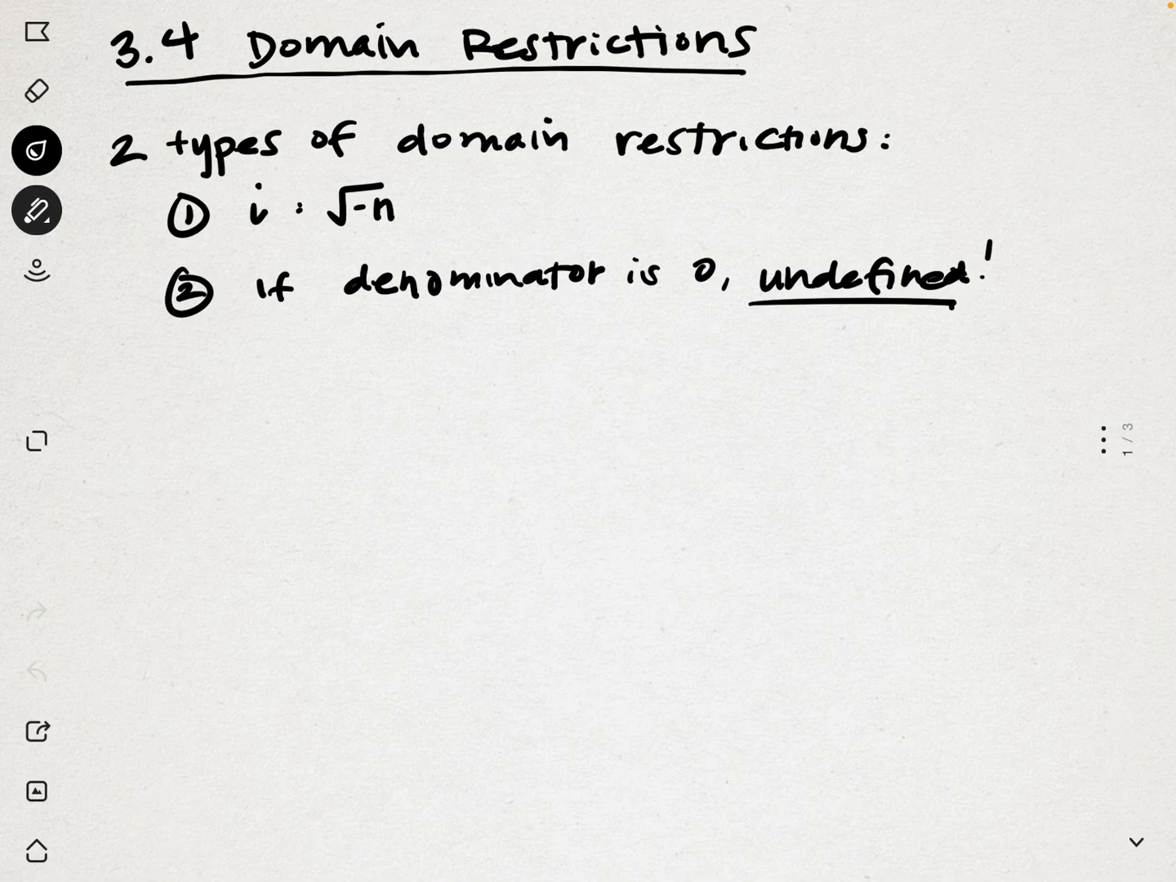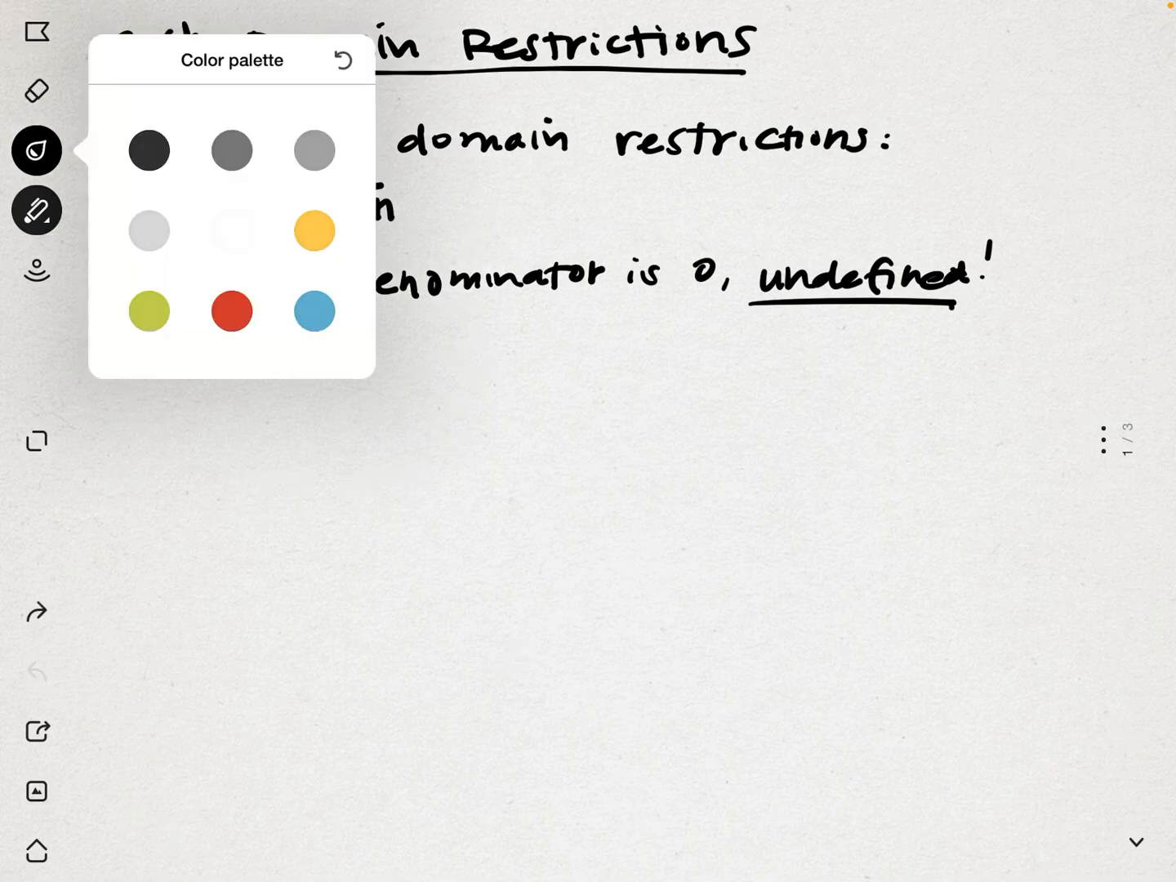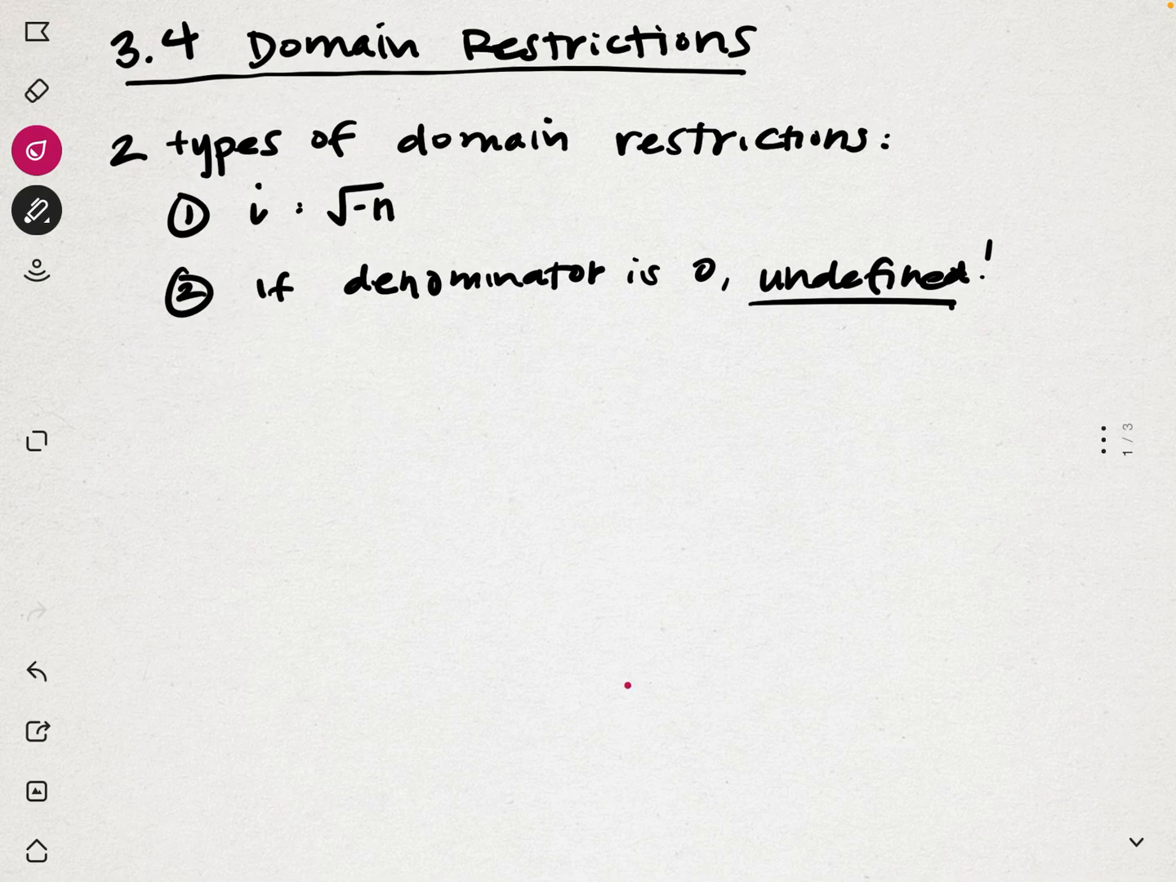So when we're looking at domain restrictions, there are 2 types generally that we can find. One is if we have an i, and we talked about that earlier in the year. That's if we have a negative inside of our square root. Any number that's negative in our square root would be one of the domain restrictions because technically it's imaginary. So there's not going to be a graph at that point or in those points.